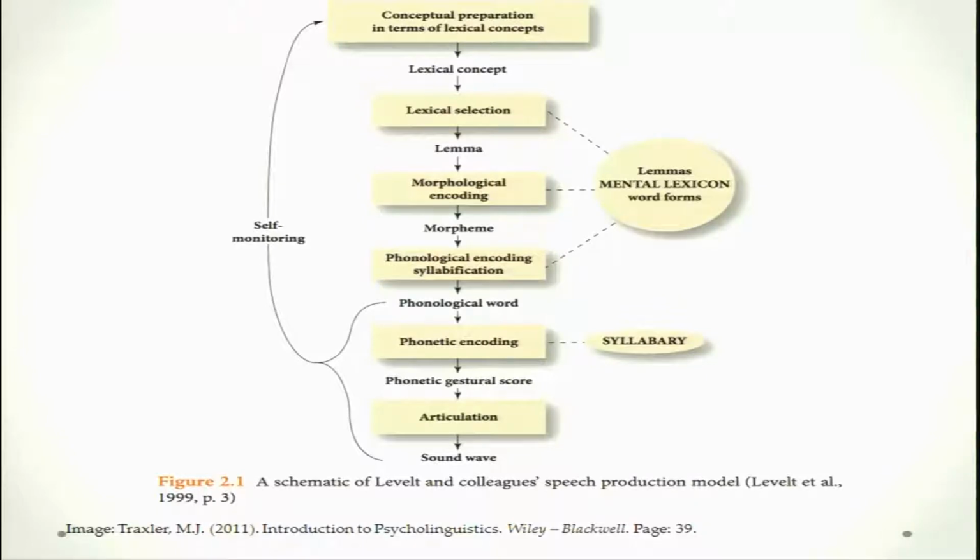Then you have the phonetic encoding part. What is the manner in which I produce these sounds? Then you will have something called a phonetic gestural score, the articulatory plan, and so on and so forth. Finally, you will be able to articulate this, which will be a sound that you produce. Now also, once you produce the sound, it's not that you're not hearing what you're speaking. So there has to be a feedback from the articulation to the top levels of this model, so that some feedback loop is there. Again, I've just very briefly mentioned this model.